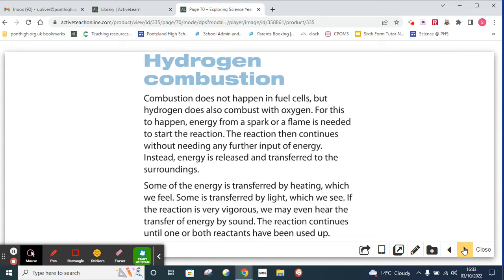Some of the energy is transferred by heating, which we feel, some is transferred by light, which we see. The reaction is very vigorous. We may even hear the transfer of the energy by sound. You may have heard an explosion or two in your time. The reaction then continues until one or other of the reactants is used up.